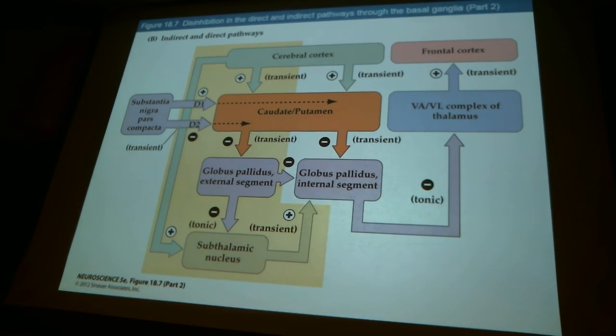Yes? I was wondering if you could clarify, does the D1 affect the disinhibitory pathway? So we're going to talk about that next. Okay, because that's where the dopamine comes in.